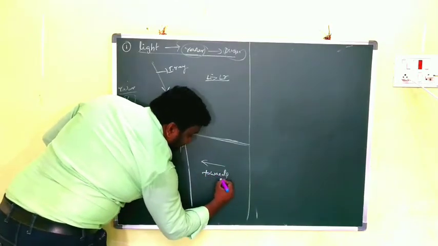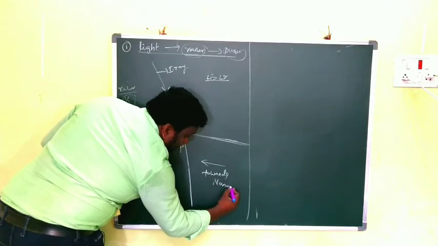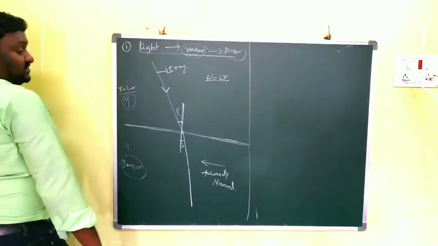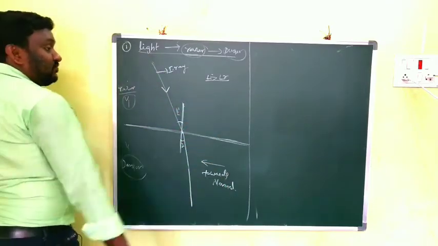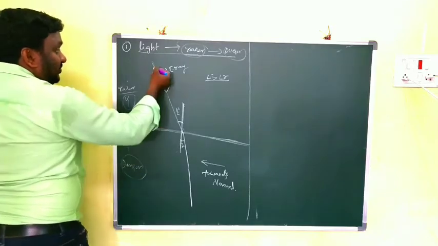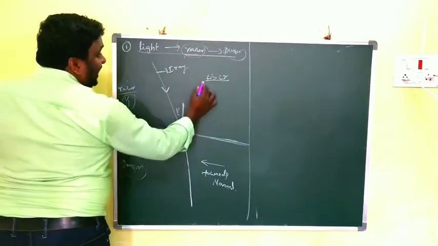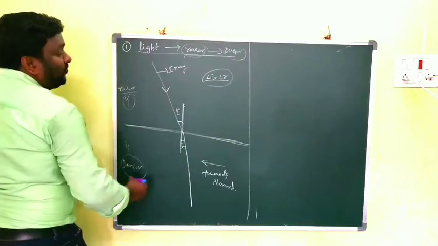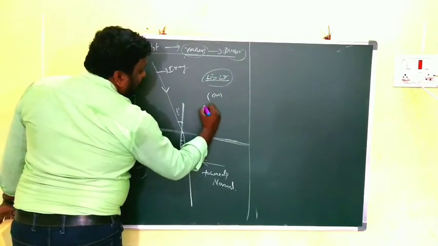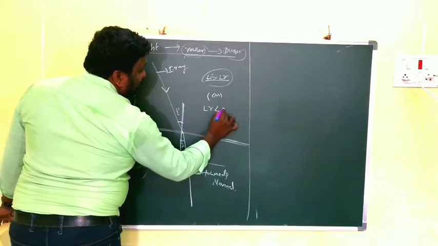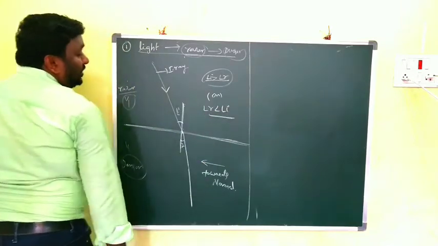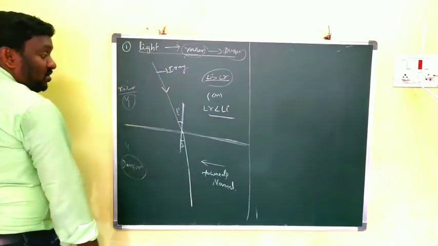Clear, children? So this is the reason why we are getting different types of characteristics of images. When the light is moving from rarer medium to the denser medium, what do you have to say? Angle of I is greater than angle of R, or angle of R is less than the angle of I.